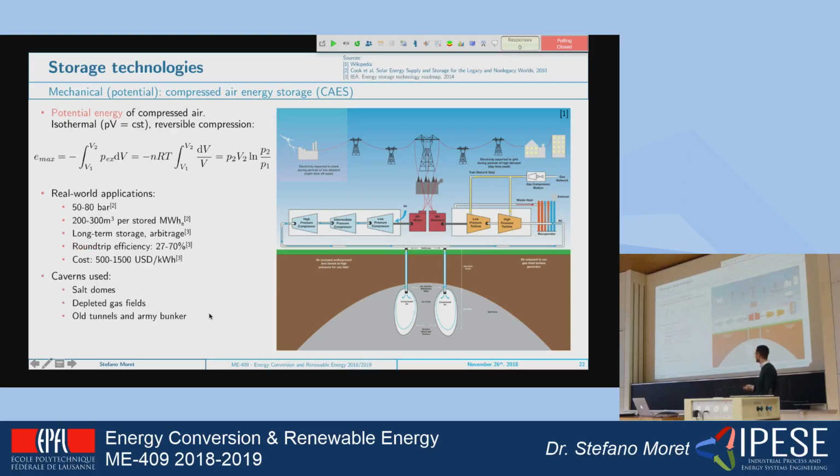So if you look at existing power plants, these are the real applications. Normally you don't get to 200 bars as in the calculation you saw before. Normally you get to 100 bars. The round trip efficiency, which means electricity back to electricity, can be estimated in the range of 50 to 60% normally. We'll see you can get theoretically higher, but that's the reality today. And you would normally use either depleted gas fields or even old tunnels and army bunkers, for example in Switzerland, in order to store electricity.